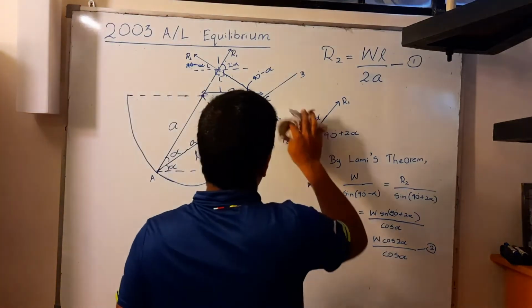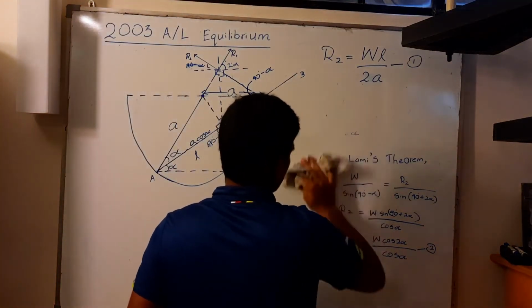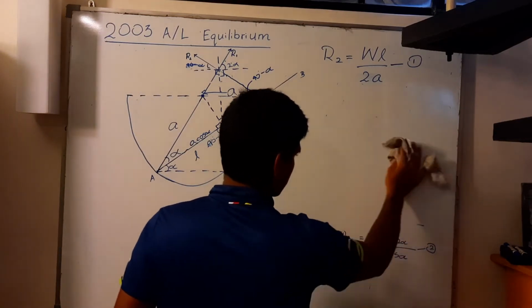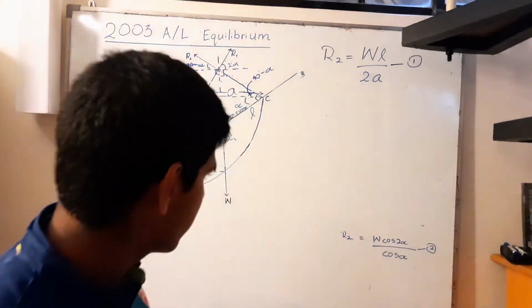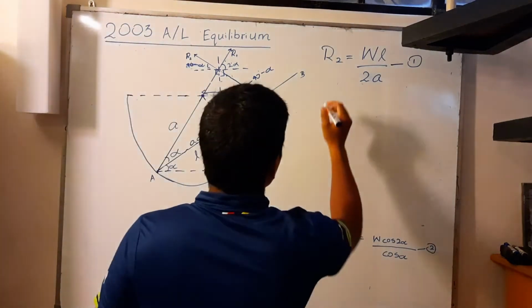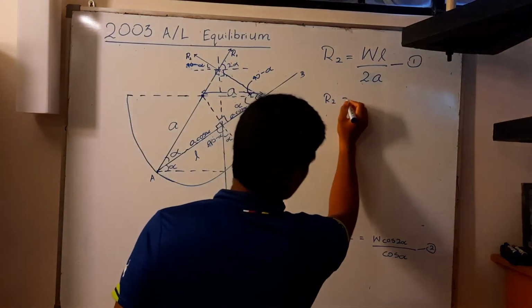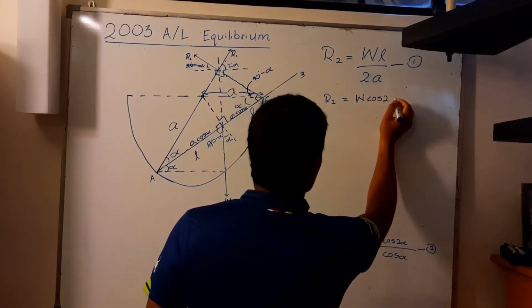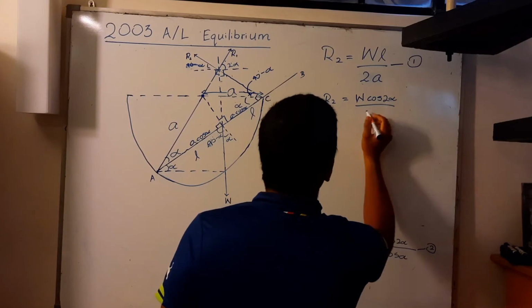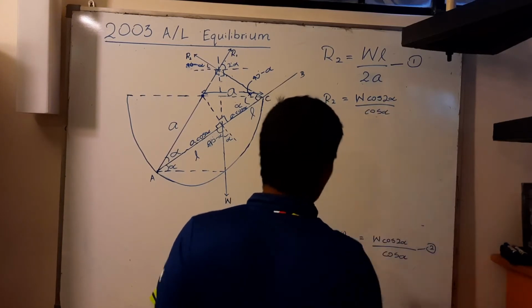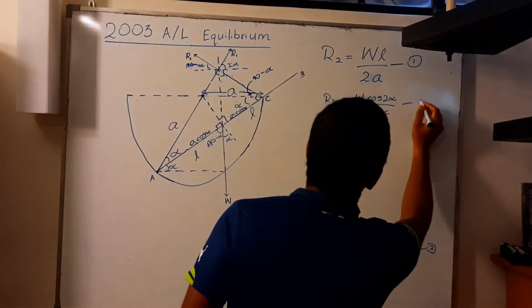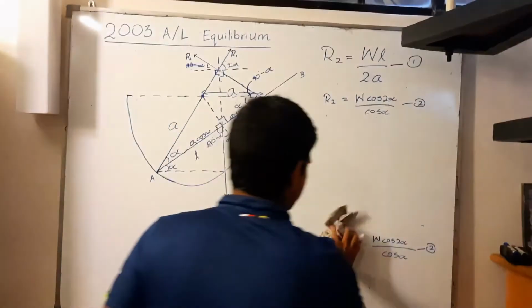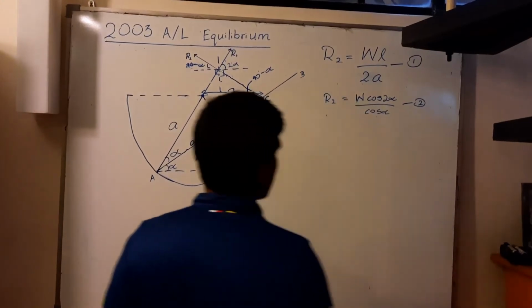I'm going to erase this since I need space. Let me write this here: R2 equals W cos 2 alpha over cos alpha, and that is equation 2. Alright.